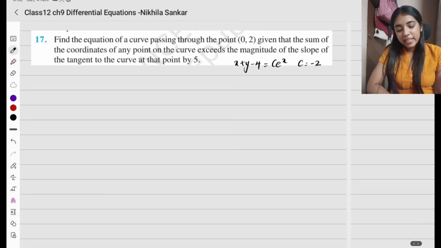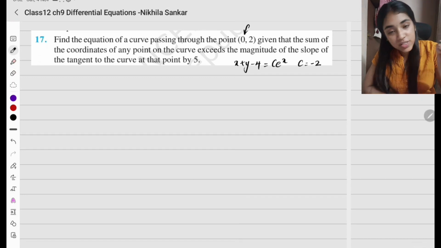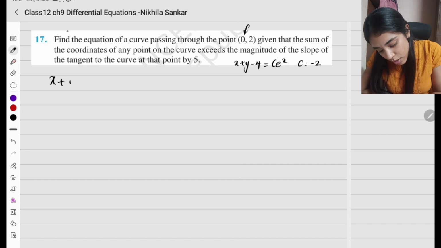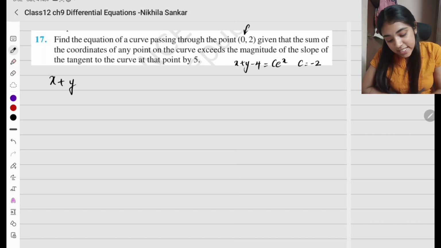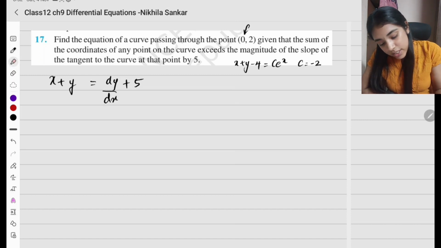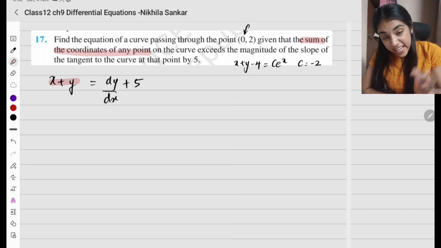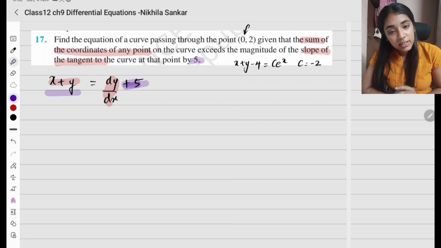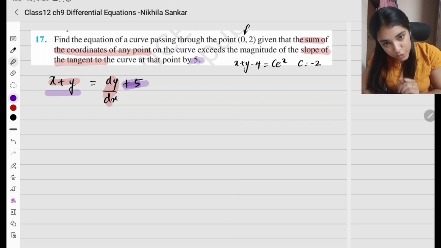Question number 17. Find the equation of the curve passing through the point 0, 2, they have given the particular solution. Given that the sum of the coordinates exceeds the magnitude of the slope by 5. Do you understand the sum of the coordinates? So the sum of the coordinates x plus y exceeds, what does exceeds mean? It is 5 more than the slope of the tangent. It is adding 5 to the slope, so the sum of the coordinates is larger than the slope.